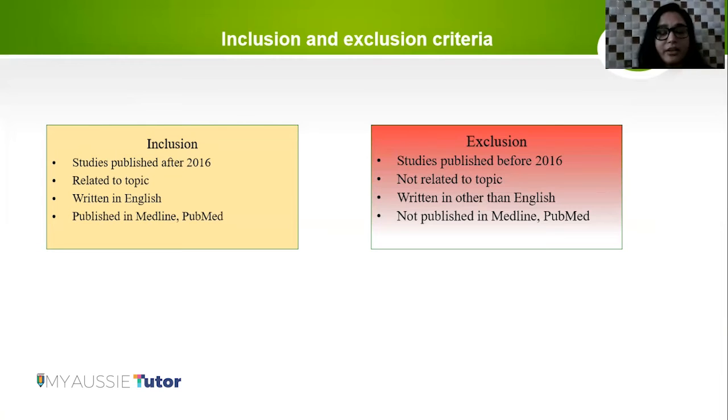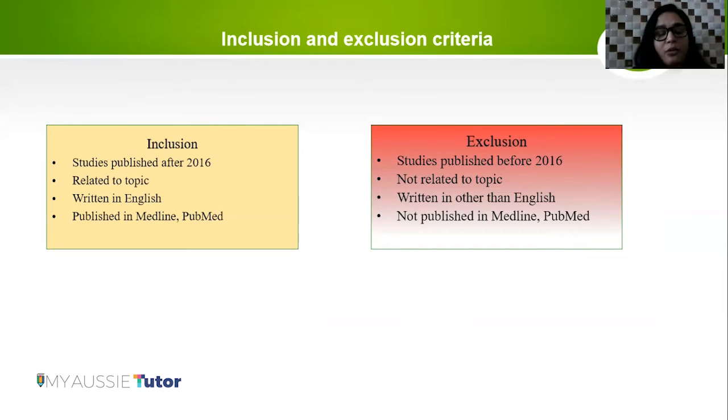So for the inclusion criteria, the researcher will only include the studies which have been published after 2016 and the articles which are relating to the topic or the abstract of the research. For example, exercise reducing the risk of falls among older persons, that is the topic, and the articles should relate to this topic. And all the articles that are written in the English language will only be included, other than English will be excluded.